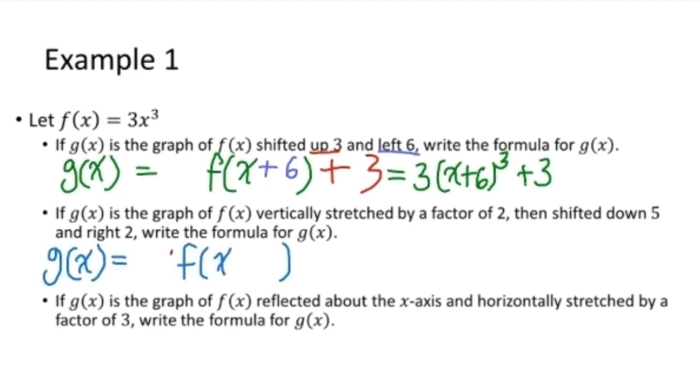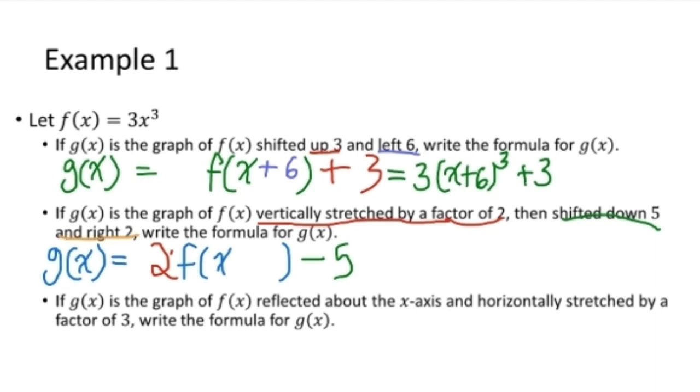Using the same strategy as before, we know g of x is some transformation of f of x. Since we know we are vertically stretched by a factor of 2, because it's a vertical transformation, we know it will affect outside of the function. And if you go back to how vertical stretches or shrinks are performed, we'll be multiplying outside of our function. Next, we're told we're shifted down 5. Well, shifting down is a vertical transformation, which means it affects outside of the function. Since we're shifting, we're adding or subtracting 5 outside of our function. And since we're shifting down, we'll subtract.